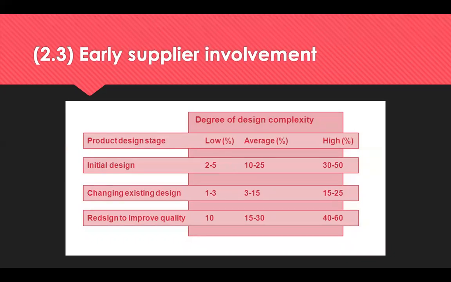When suppliers are involved early, their participation can range from providing information about equipment and capabilities for design to taking full responsibility for designing parts and components for a procurement. The level and benefit will depend on how complex the procurement is. By involving the supplier at the product design stage, they can have the most impact unless the product is redesigned.